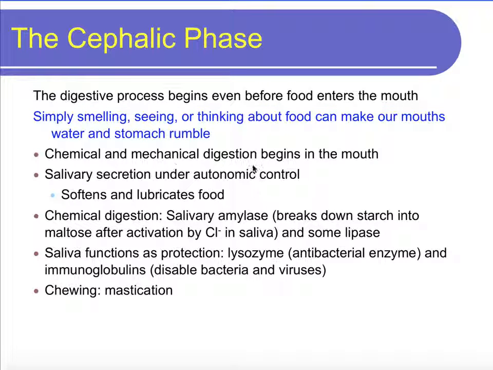Chemical and mechanical digestion will occur. Again, that starts in the mouth. We'll release saliva, which helps soften and lubricate the food. And then again, we have some chemical digestion happening here with the amylase and some lipases. And then we have the process of chewing, mastication, that helps also break down our foods.